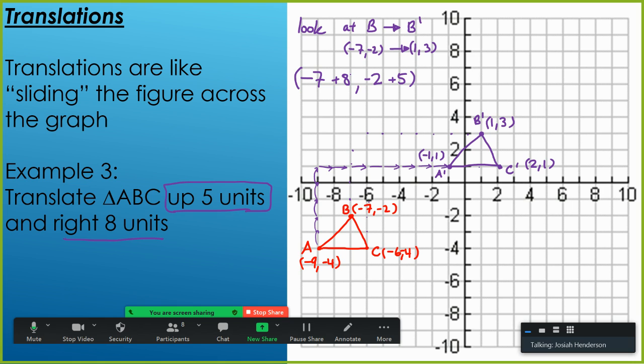So if we simplify this, what do we get? We get -7 plus 8, that's 1. -2 plus 5, that's 3. And that's the new B point. So if we just apply the directions that they give you, up or down goes with Y, and left or right goes with X, then we can track those points even without making a picture. By adding 5 to Y and by adding 8 to X, we're able to see where the new point is compared to the old point.